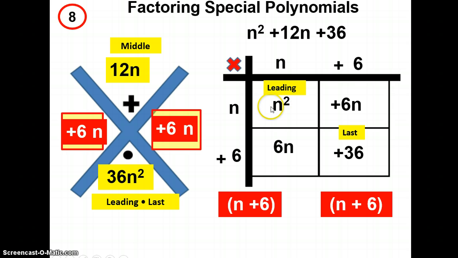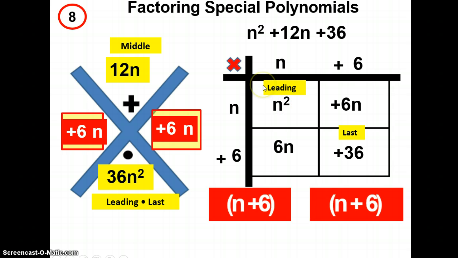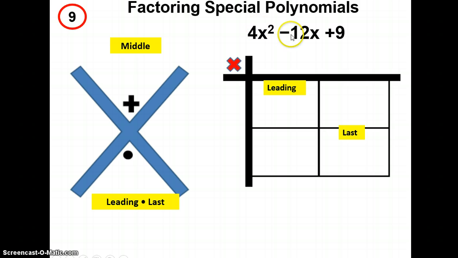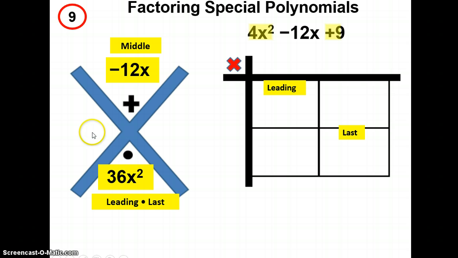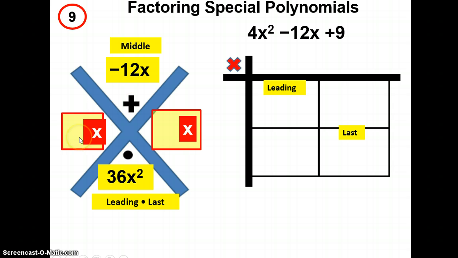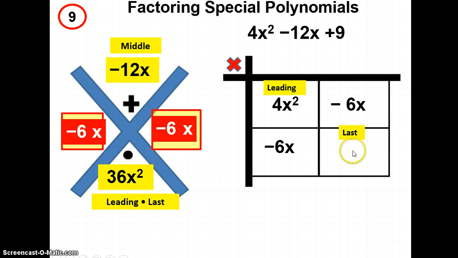Let's see if this pattern continues. I have 4x squared minus 12x plus 9. All right, so I have a middle term, that'll go there. First times my last, that'll be 36x squared. What two numbers multiply to get me a positive 36, but add to get me negative 12? Negative 6 and negative 6. All right, so we'll put our terms in there. Our leading, 4x squared, our last, 9.